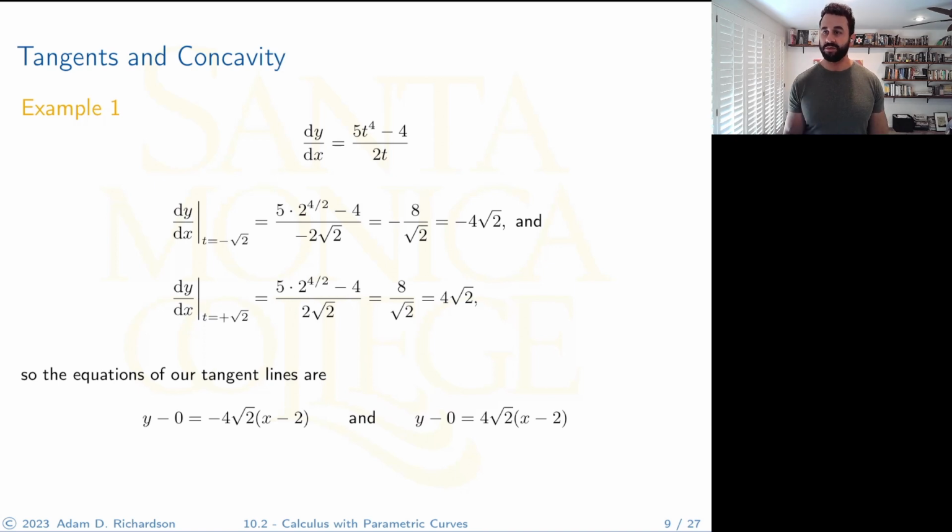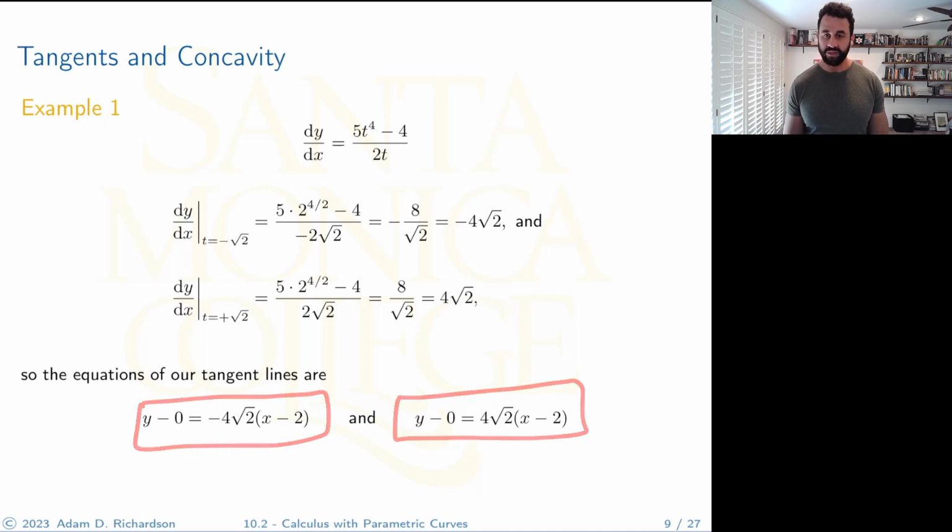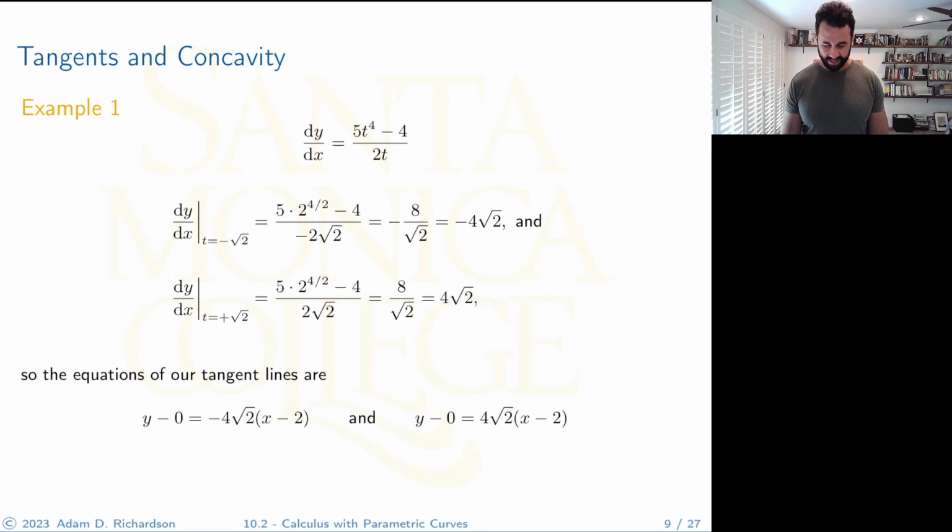So now that we've got the slopes of the tangent lines and we have the point where these tangent lines occur, we can get the equations. Those are the equations of the tangent lines at that point. Cool, not too bad, right? Just kind of another formula, and then the rest is the calculus you remember from Calc 1.